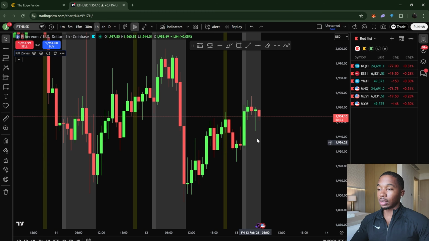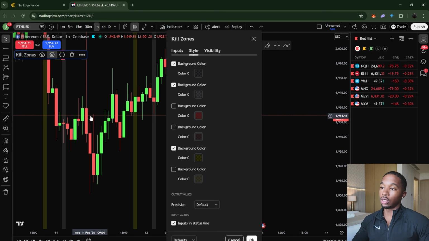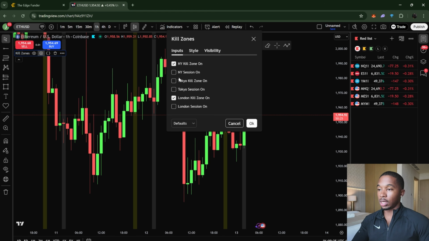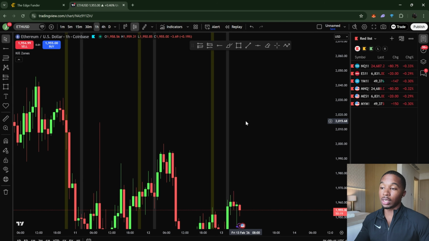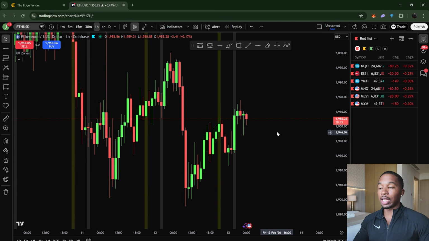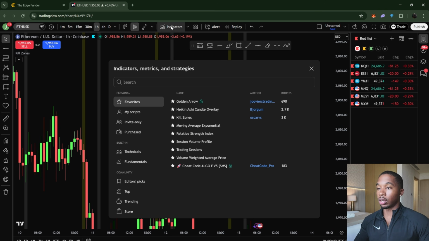So if you want to copy my settings here, when you put kill zones on your account, just copy my settings that you see here under style and under input, and that will allow it to populate and look the exact same as it looks right here on the chart. This is an indicator that I actually keep on my chart 24/7. It just allows me to easily see when London session started and when New York session started.